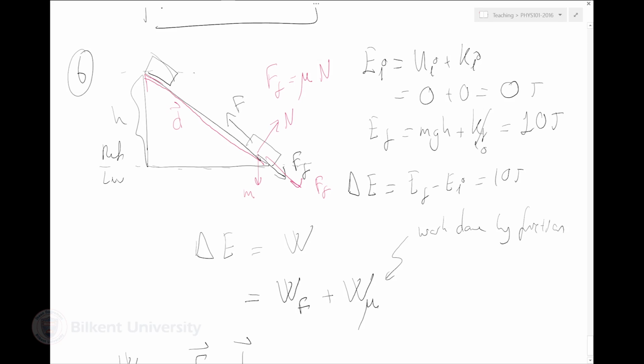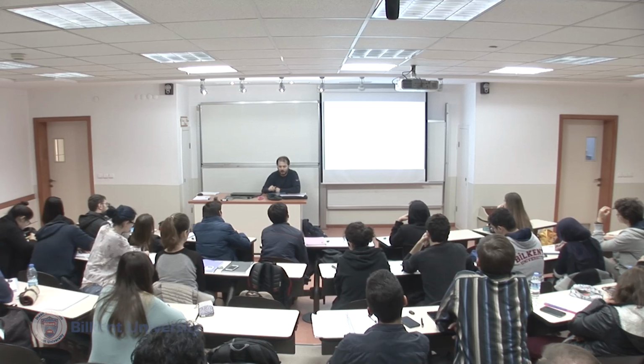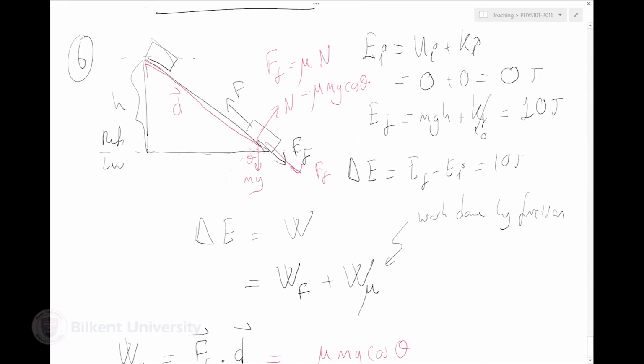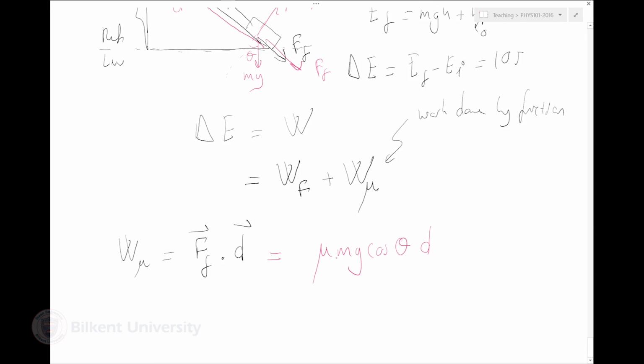This is mg. So the angle here is theta. So it's going to be mu times mg times cosine theta. Okay. So I'm going to say this is mu mg cosine theta times d, but there is a minus sign.